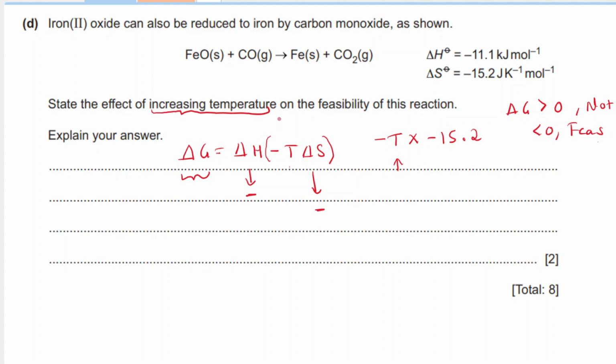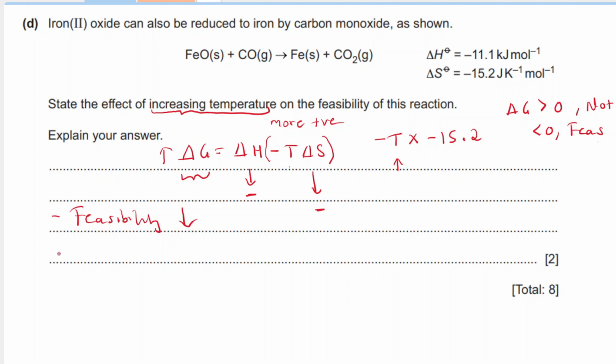So this part here becomes more positive. And if this becomes more positive, delta G also starts to become more positive. And if delta G starts to become more positive, then the reaction starts to not be feasible. And hence, the answer for this question will be that the feasibility of the reaction will decrease.